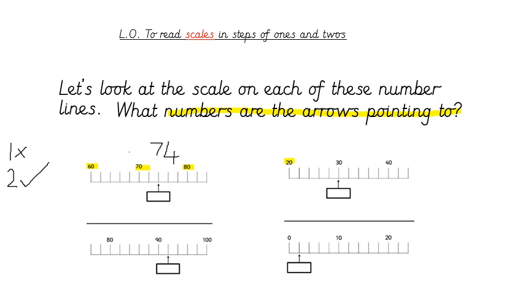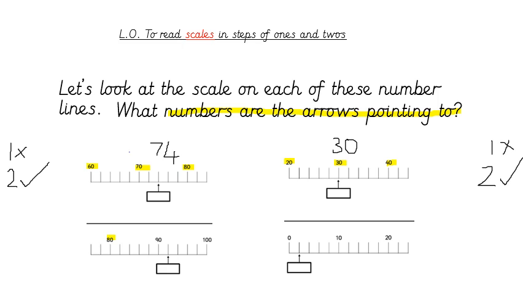So this one has 20, 30 and 40. And we're going to see if we can work out what number the scale goes up in. So let's start with ones. I'm going to write a 1 here. 20, 21, 22, 23, 24, 25. It doesn't go up in ones because that's not 25. Let's try twos. So 20, 22, 24, 26, 28, 30. So it does go up in twos. But I know we didn't need to count for that one because it said there was 30. But it's always good to work it out anyway.